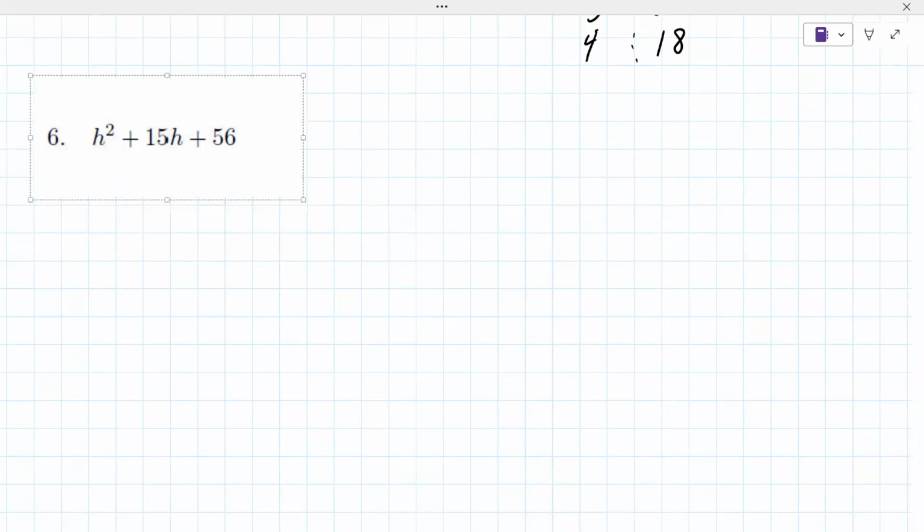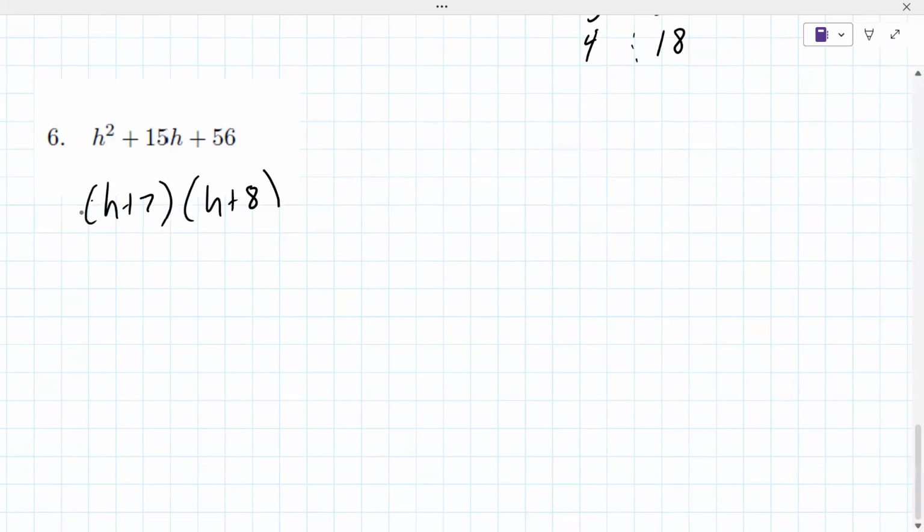H squared plus 15h plus 56. It'd be h plus 8 and h plus 7. Yeah, h plus 7, h plus 8. Very good.